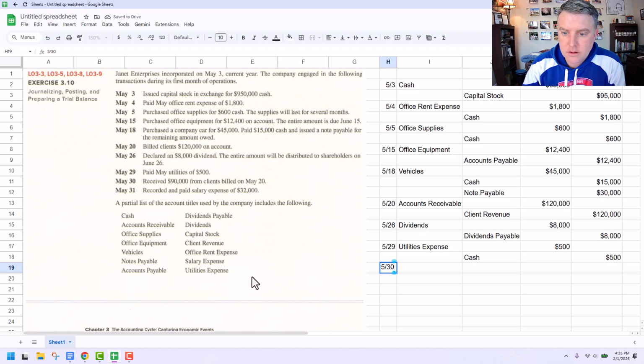May 30th. Received $90,000 from clients billed on May 20th. So notice we billed our clients $120,000 on May 20th. Now we're collecting the cash from those clients. So we're going to debit cash, credit accounts receivable, and this is going to be for $90,000.